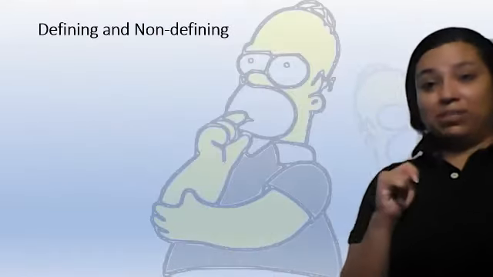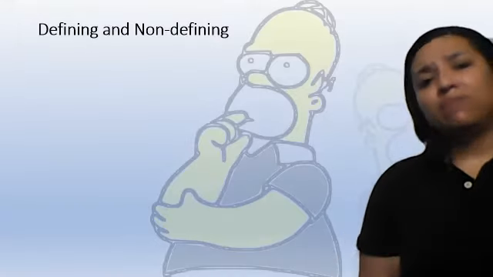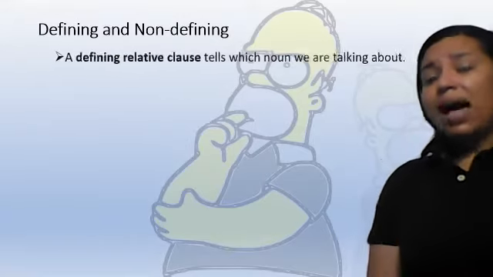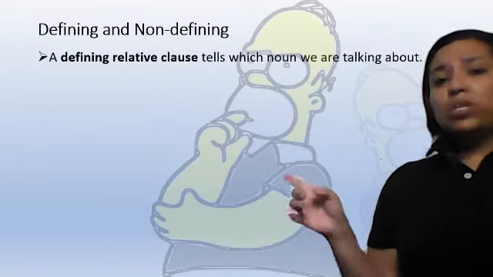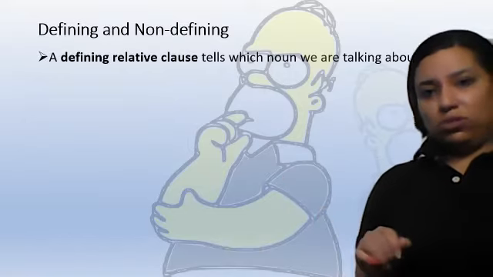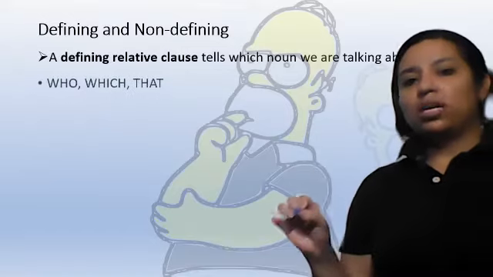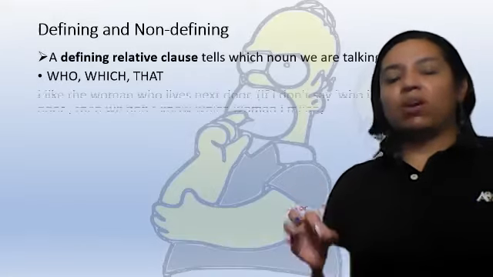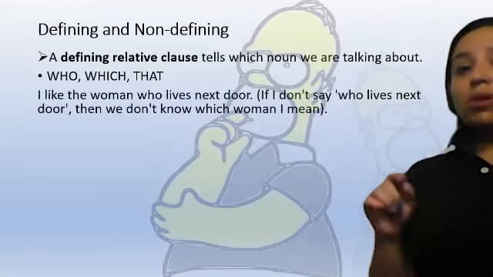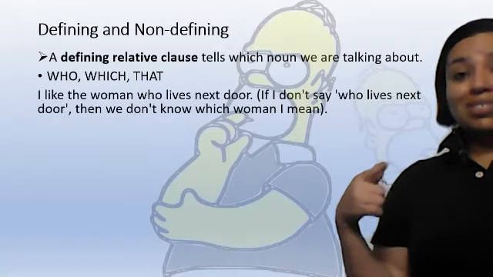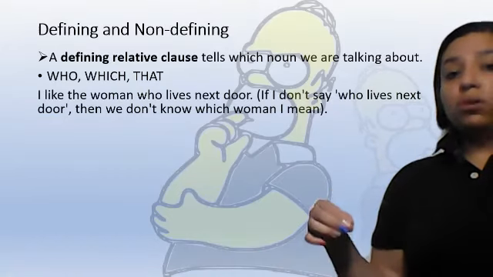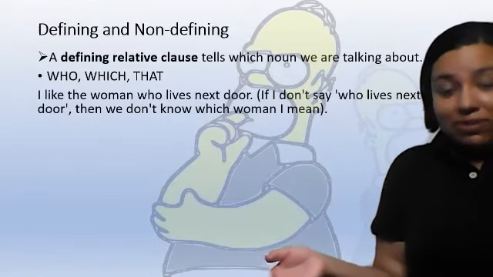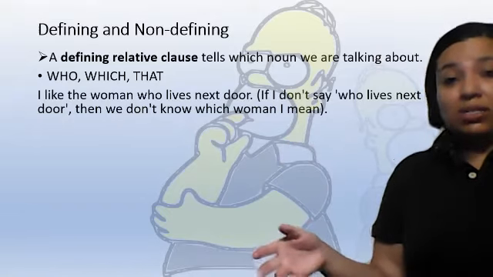Now, this is the part: defining and non-defining relative clauses. In this case, a defining relative clause tells which noun we are talking about. We use who, which, and that, which are the most common for defining relative clauses. For example, I like the woman who lives next door. That was the first example that we saw on the first slide. If I don't say who lives next door, then we won't know which woman I mean. So that's additional information for this sentence.